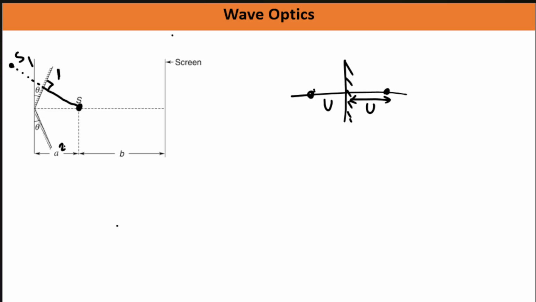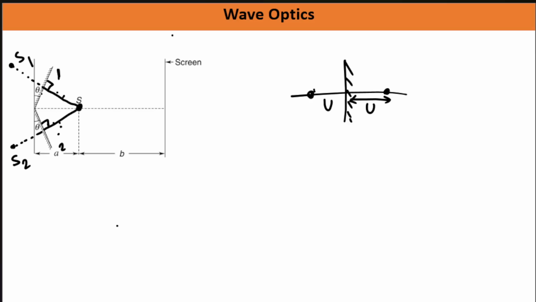So let us call it S1. And similarly, for source S, you take the distance from the second mirror. Let's say this is also something. This is the perpendicular distance. So the image will get formed somewhere here. And by symmetry, we can say that this distance and this distance are going to be equal.